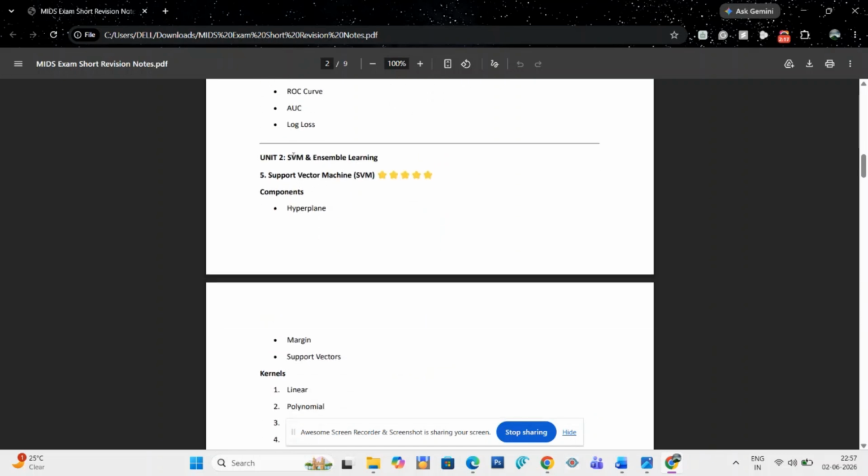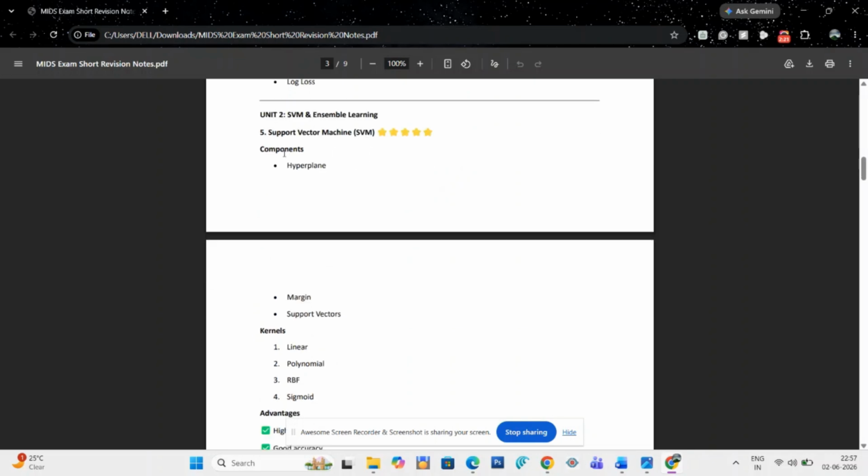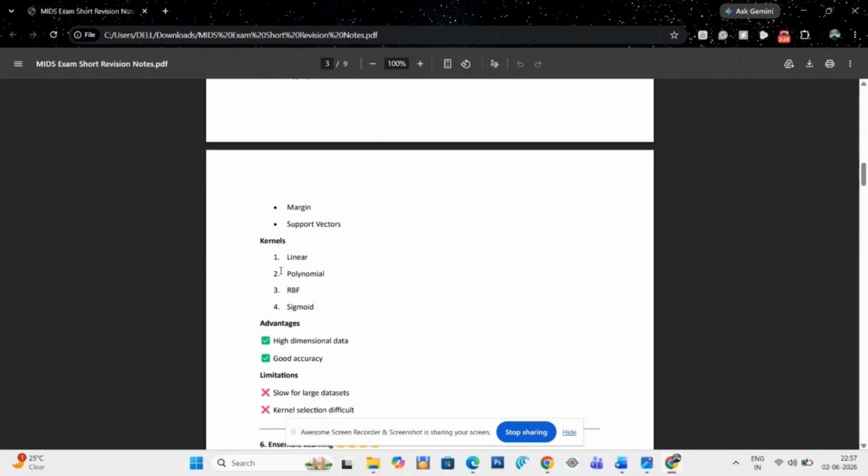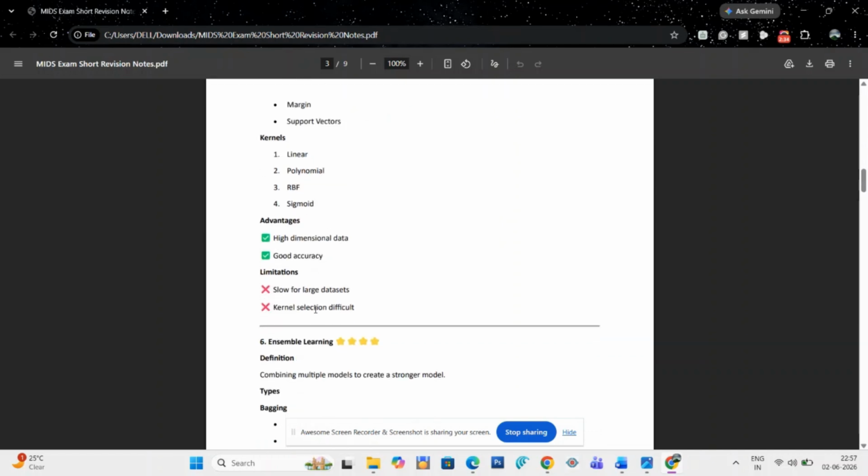Unit second, support vector machine and ensemble learning. What is support vector machine? There are 3 components: hyperplane, margin, and support vectors. Then kernels, there are 4 types: linear kernel, polynomial kernel, radial basis function, and sigmoid kernel. Advantages are high dimensional data and good accuracy. Limitations are slow for large data sets and kernel selection is difficult.